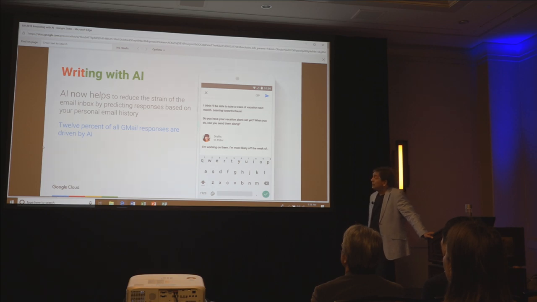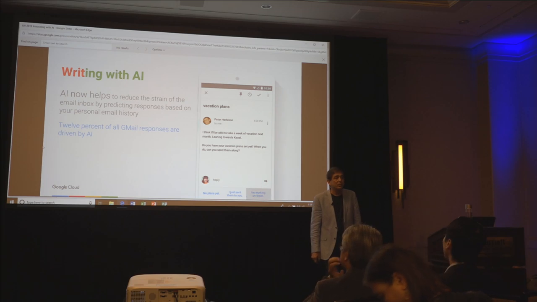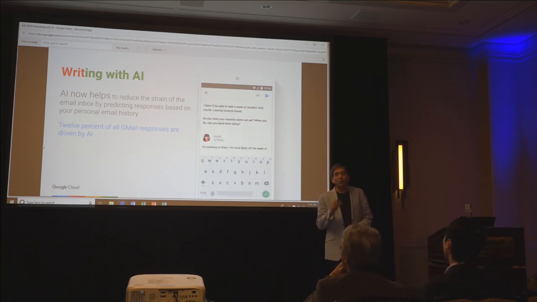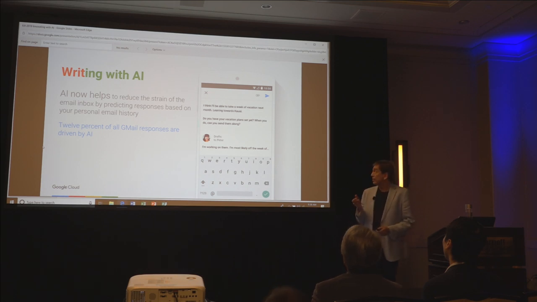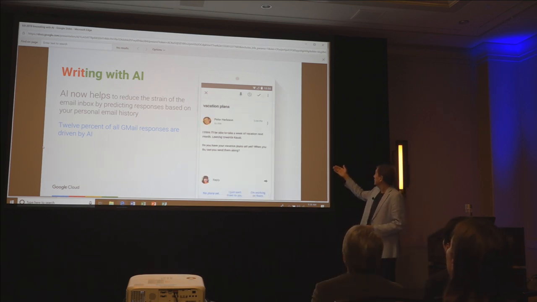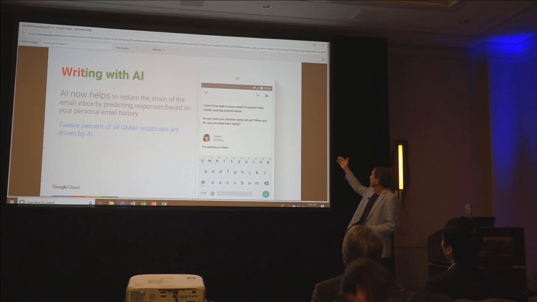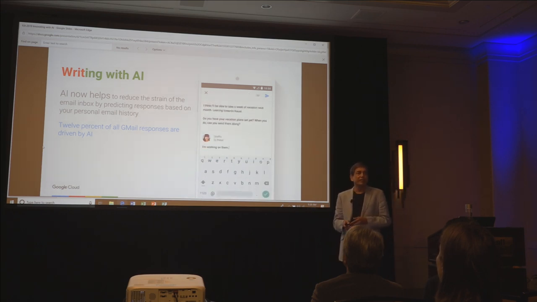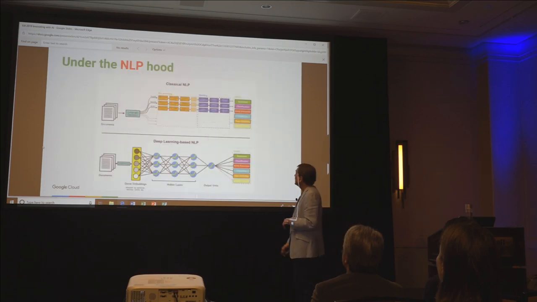Writing with AI: about 12 to 15% of responses on Gmail and text messaging are now created by AI, and it's not autocorrect of a word. For example, "Do you have a vacation plan set?" "When can you send them along?" "I'm most likely off the week." It knows phrases or sometimes even entire sentences and completes them for you, and you just accept.